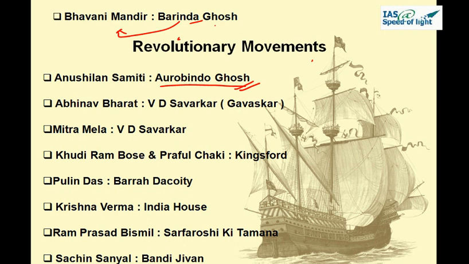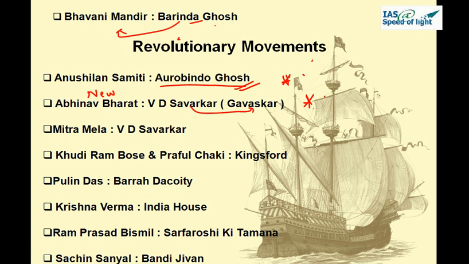Abhinav Bharat is by V.D. Savarkar. These are very important from the exam point of view. Anushilan Samiti links with Aurobindo Ghosh and Barindra Ghosh, and Abhinav Bharat by V.D. Savarkar. For V.D. Savarkar, our picture will be of Gavaskar. Abhinav Bharat means New India or New Bharat. Gavaskar tried his best to give a new India, a new Indian cricket, a new way of playing cricket and winning matches overseas. Mitra Mela was again formed by V.D. Savarkar. These are the revolutionary organizations.